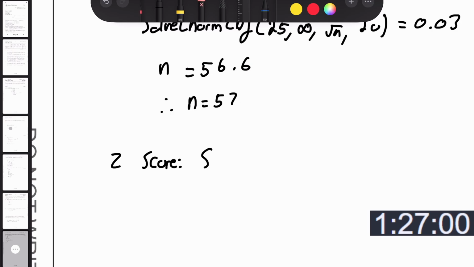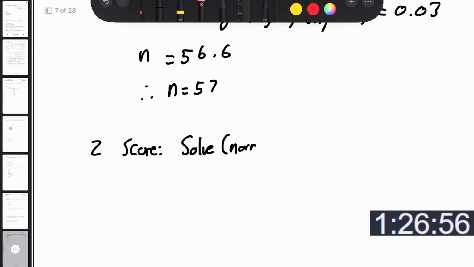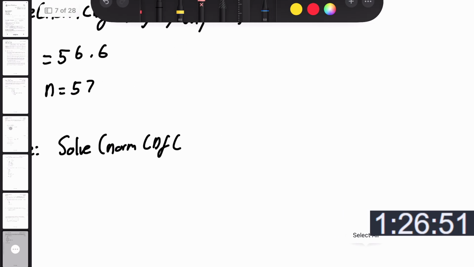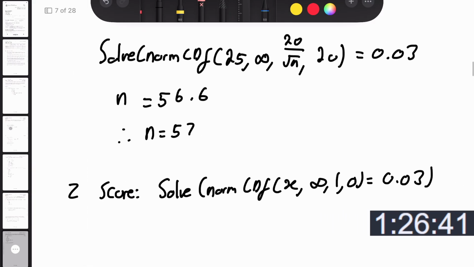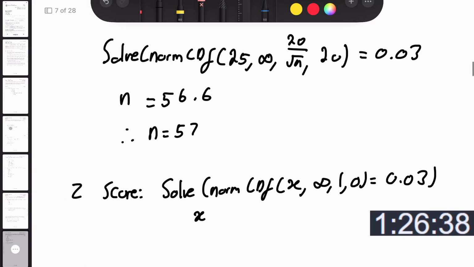So I'm going to do solve. I'm just doing this to double check that answer. Norm CDF from x to infinity, because it's greater than 25, right? So if 1 of 0 equals 0.03. Solve norm CDF to infinity of 1 of 0 is 0.03.